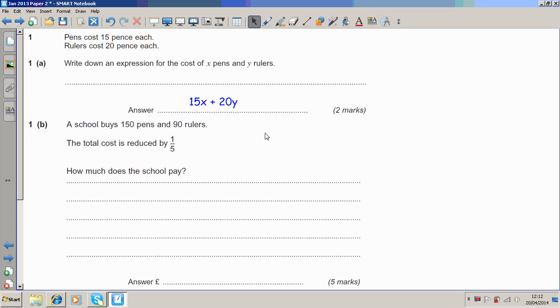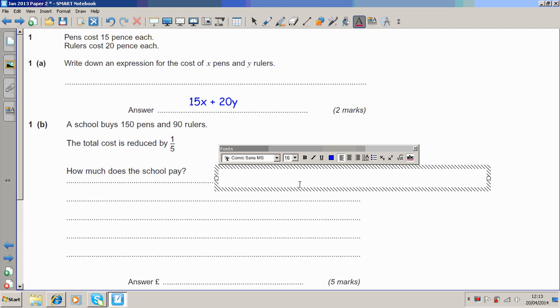The total cost is reduced by 1/5. How much does the school pay? Okay, so you could either take a fifth off of these and then times it by your numbers, or work out your total costs and then take a fifth off, which is the way I'm going to do it.